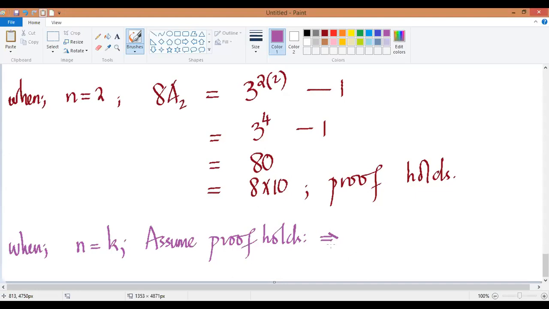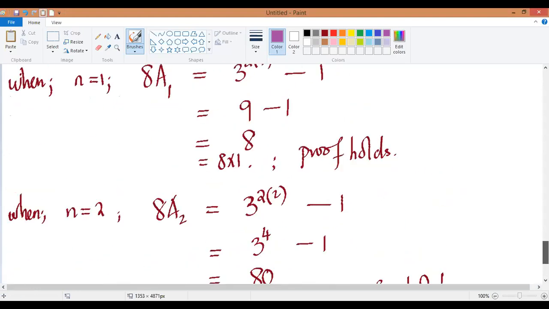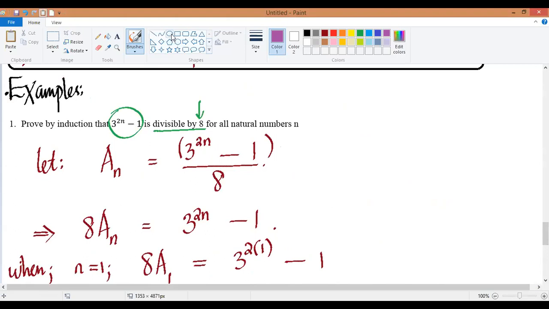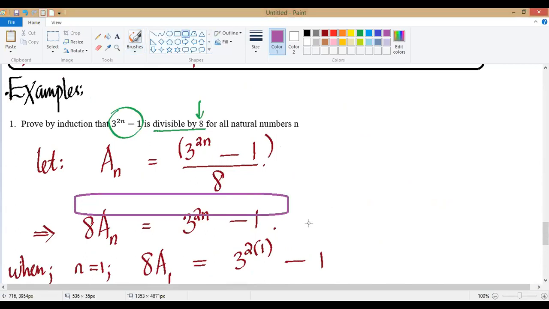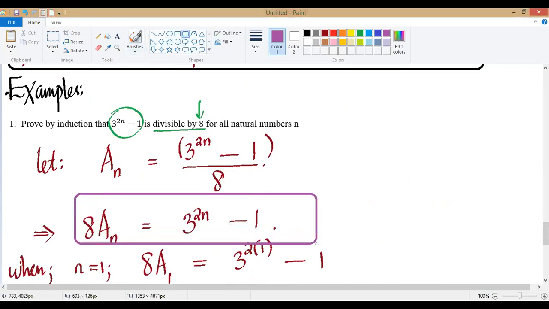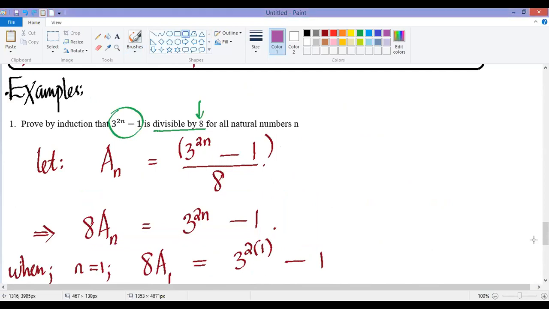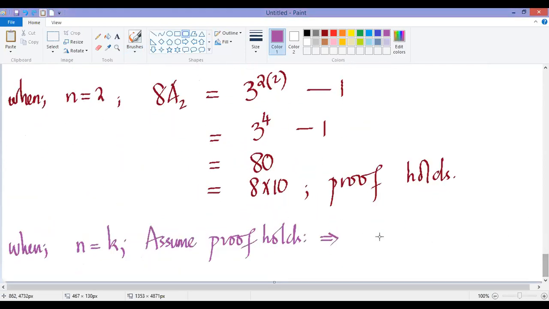That implies that wherever we have n in this expression here, we should substitute k in that expression. Where we have n, we should replace it with k. So that means we will have 8a_k as 3 to power 2k minus 1.